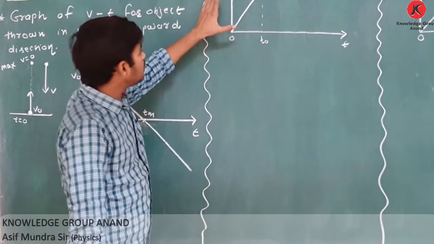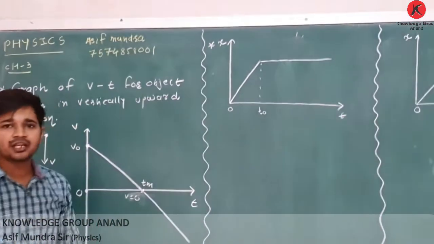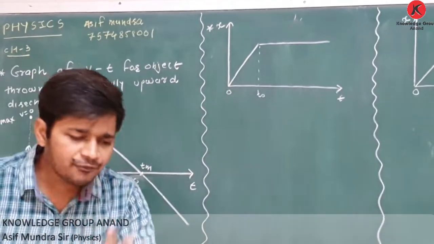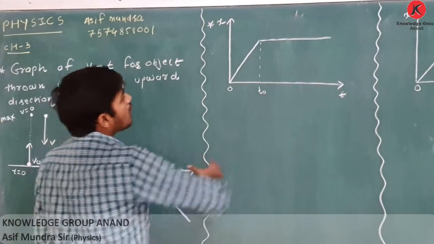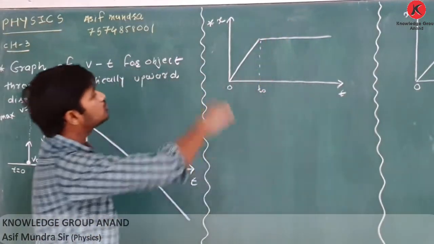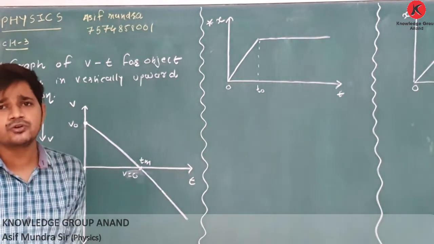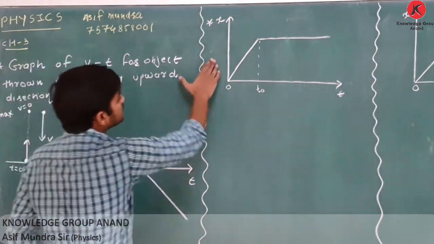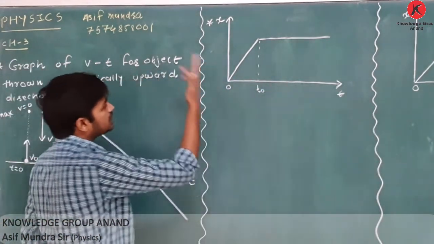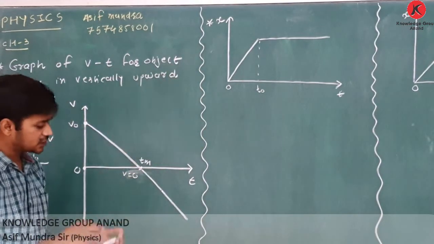Here you are given one xt graph. You are given one xt graph, and from this xt graph you have to make notes. From this graph, what do you observe? See, on the xt graph it is given time t0, it is time t equal to 0, and you are given such a graph.